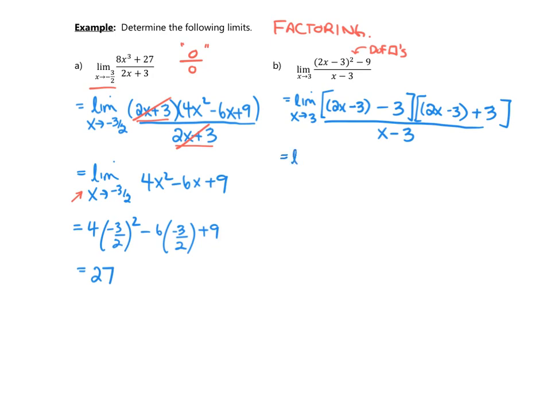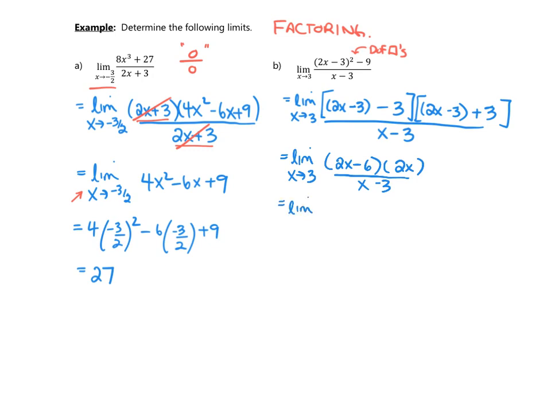So now let's simplify those brackets and see what happens. So we have the limit as x approaches 3. The one bracket becomes 2x minus 6. The other bracket becomes just 2x. All over x minus 3. And good for you if you can now see sort of where this is going.